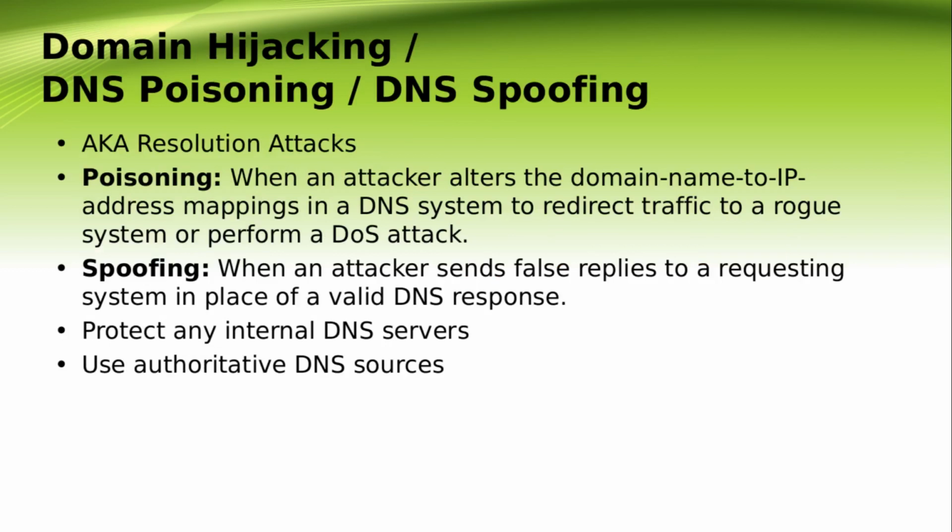Next one: domain hijacking, DNS poisoning, or DNS spoofing. Also known as a resolution attack, poisoning is when an attacker alters the domain name to IP address mapping in DNS systems to redirect traffic to rogue systems or perform a DoS attack. Spoofing is when an attacker sends false replies to the requesting systems in place of a valid DNS response. Protect any internal DNS servers and use an authoritative DNS source. Those are the pieces of information we need to highlight when we implement the security posture.